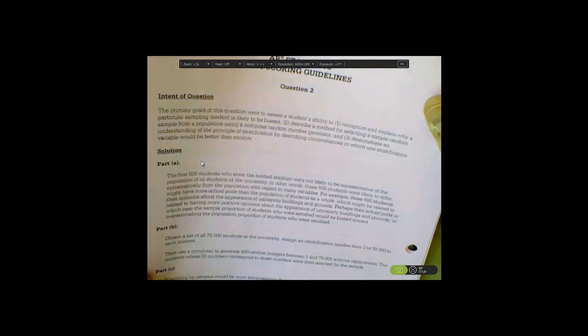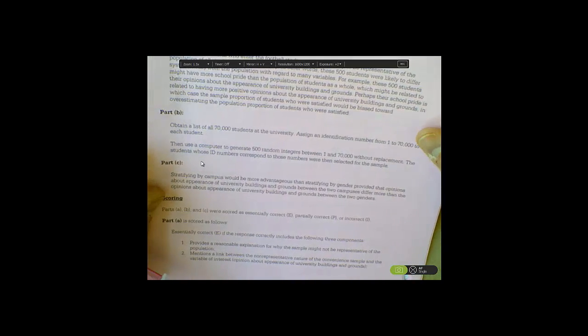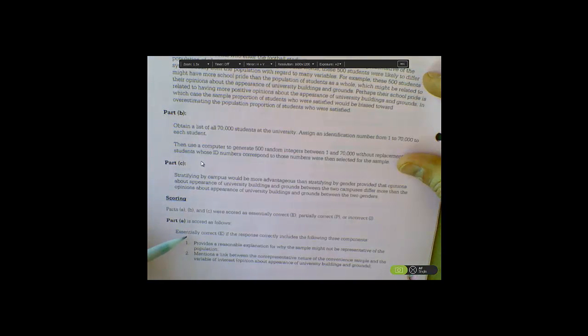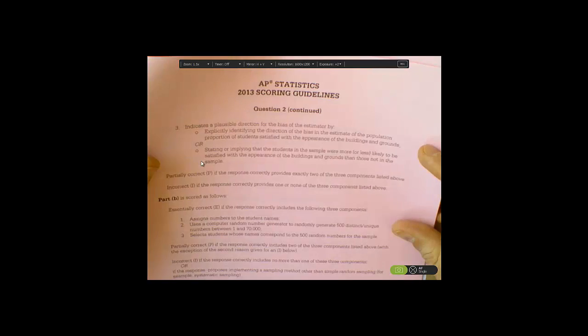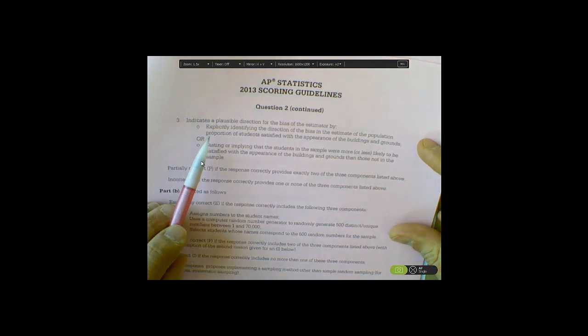So taking a look at scoring this. Essentially correct. There's three components. One, provides a reasonable explanation of why the sample may not be representative of the population. Two, mentions a link between the non-representative nature of the convenience sample and the variable of interest, so the opinion about the appearance of the grounds. And three, I need some kind of plausible direction for the bias.